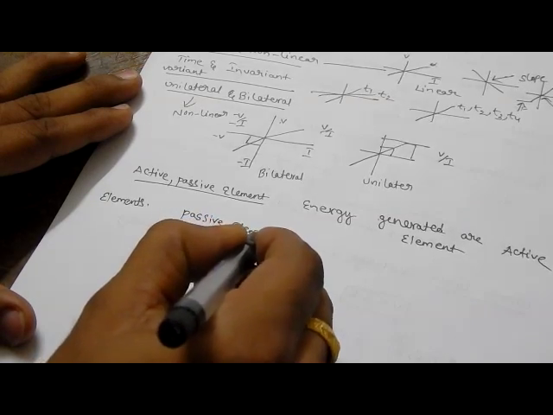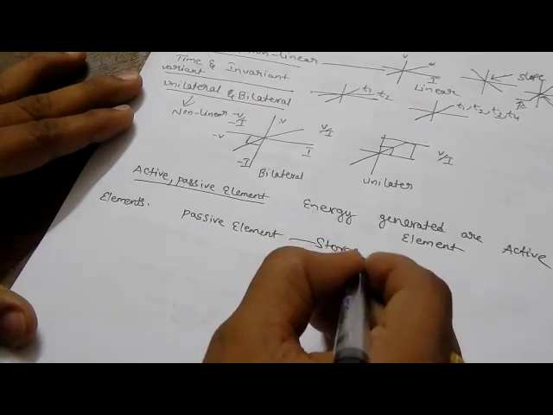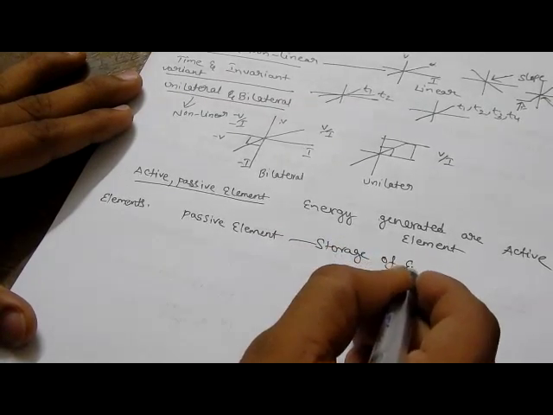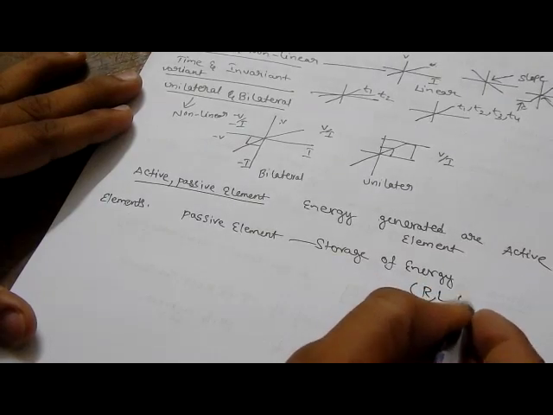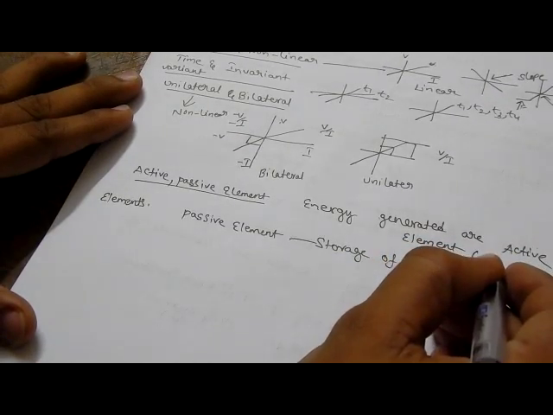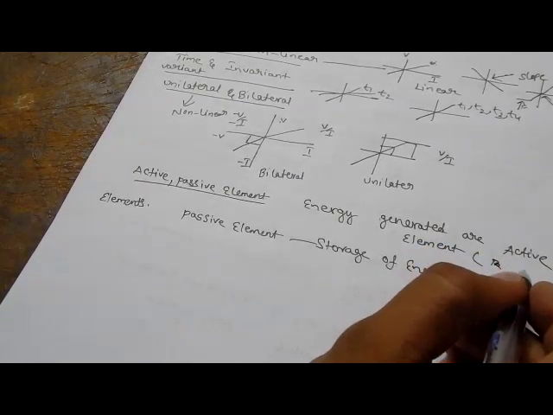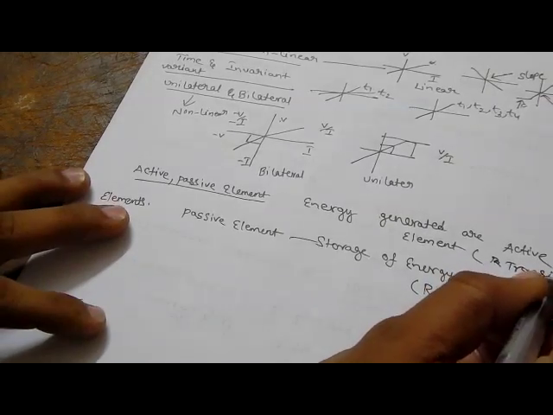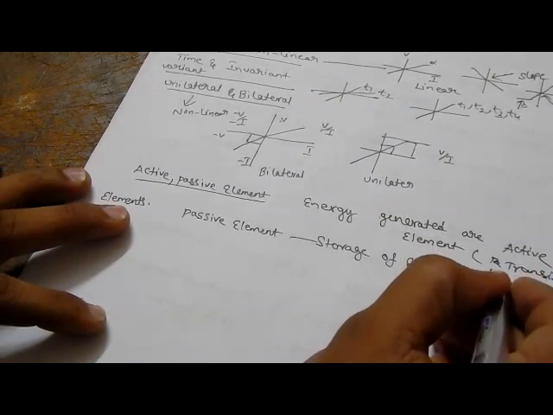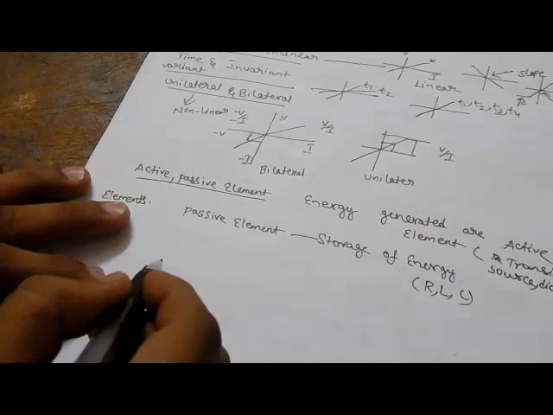Passive elements are for storage of energy. So in passive elements we are having R, L, and C. And these are active elements: transistors, sources, as well as diodes. So this comes under active elements.